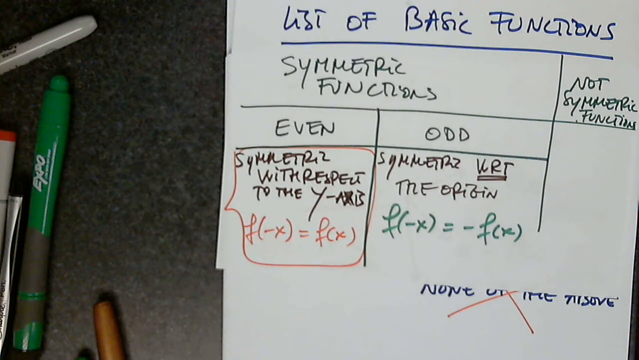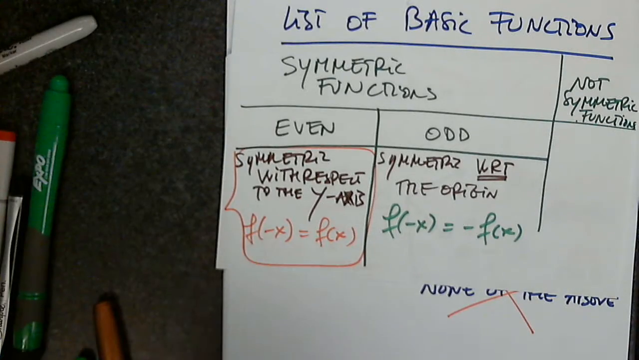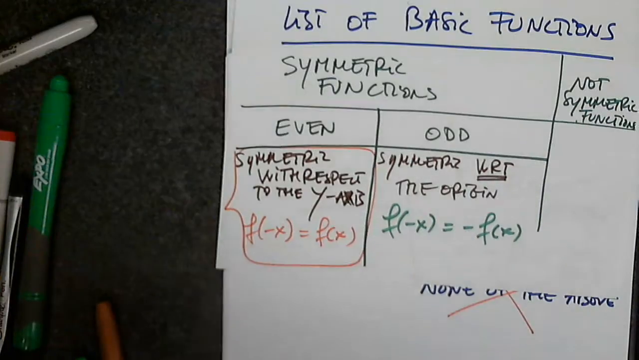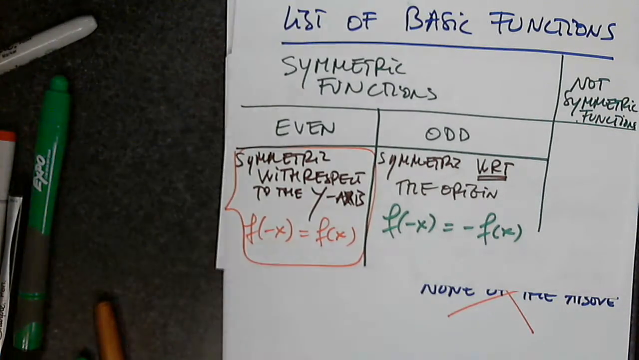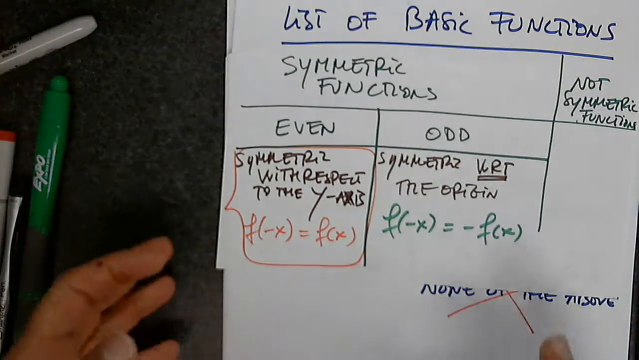So the graph will be symmetric with respect to the y-axis. But if it's not that case, then I have to calculate negative f of x to show that these two are equal. Therefore, the function is odd. If none of the above works, so f of negative x does not equal f of x, and it does not equal negative f of x, then I'll say function not symmetric.